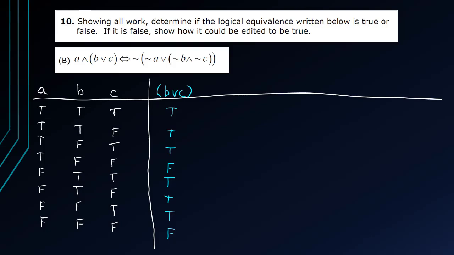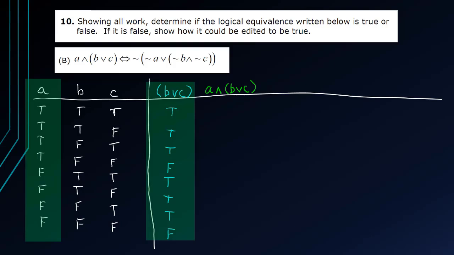And so now when I want to do A and B or C, I'm looking at these two columns here. And for this to be true, the truth value for both of these needs to be true. So both true, both true, both true, false. So basically I'm going to have 3 trues and the rest are going to be false.